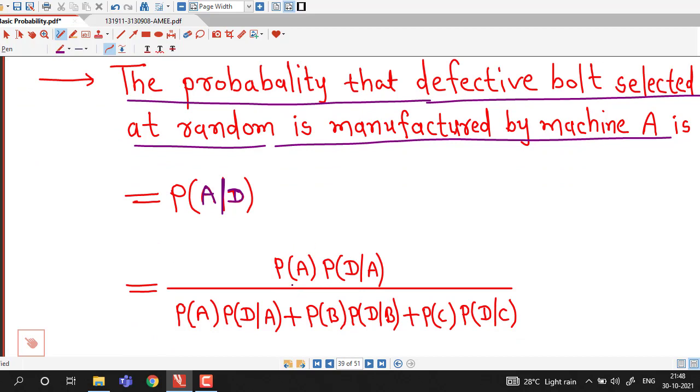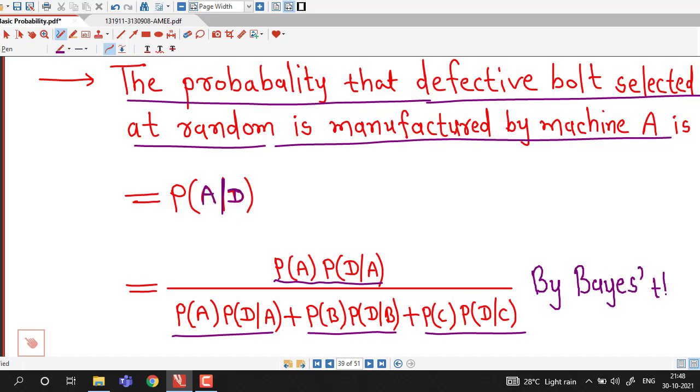So here in the numerator we write the probability of A times the probability of D given A. The same term appears in the denominator, and we write similar two terms for B and C: the probability of B times the probability of D given B, and the probability of C times the probability of D given C. So this is by Bayes theorem. After substituting all these values, we will obtain the probability that a defective bolt selected at random is manufactured by machine A.